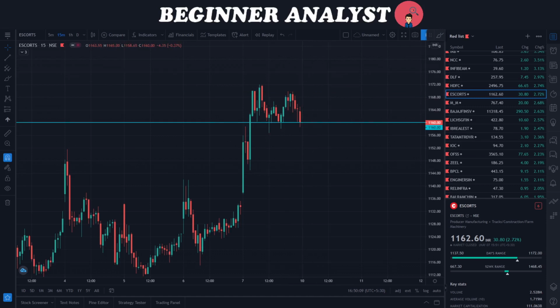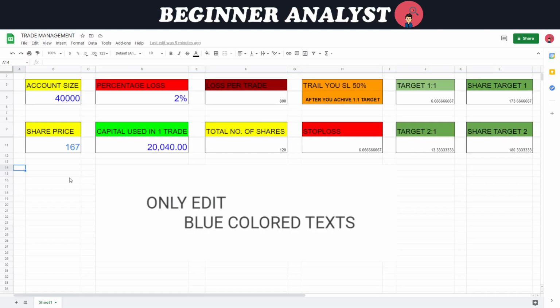Okay, so simply you have to go into my description, and there you will find the Excel file. You have to download it and open it. Then you will find this Excel file. You can simply read over here: only edit blue color text. So you have to only edit these 4 parts.